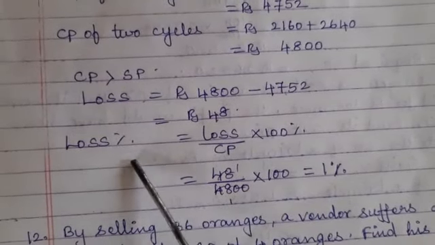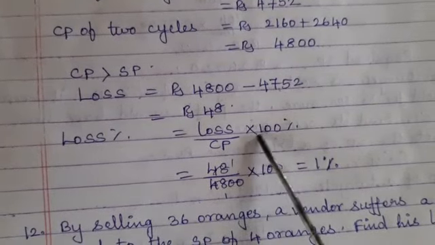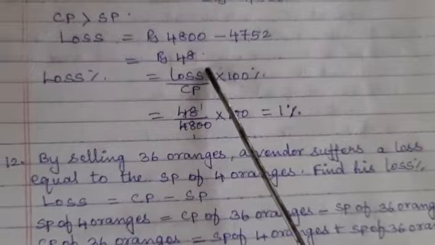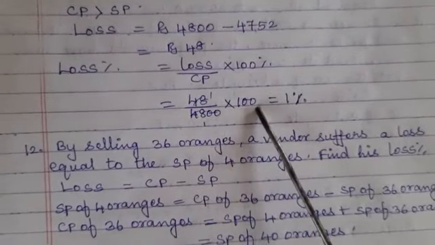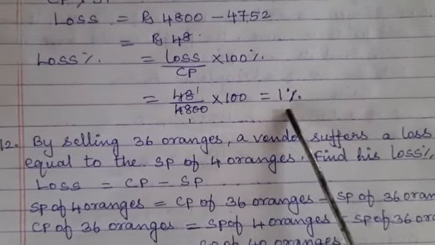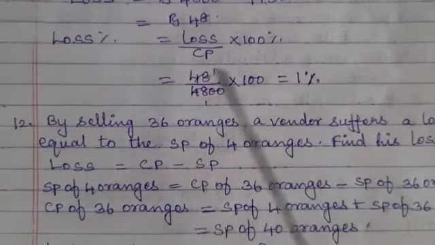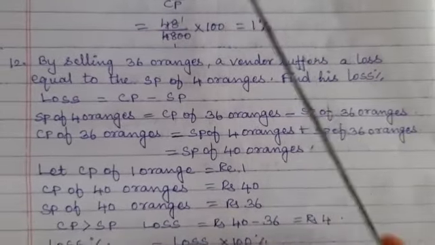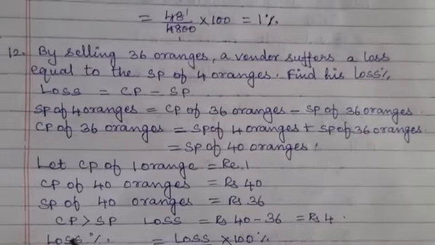So loss percentage is equal to the formula loss by CP multiplied by 100%. You will apply the value of loss and then CP: 48 by 4800 multiplied by 100%. After the calculation you will get 1%. So the loss percent is equal to 1%. So once again, read the question twice, go through the process, then you do it.